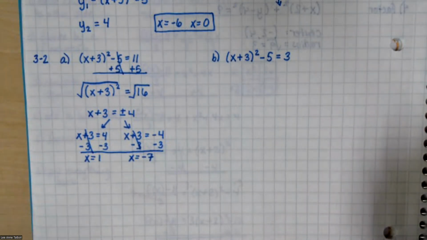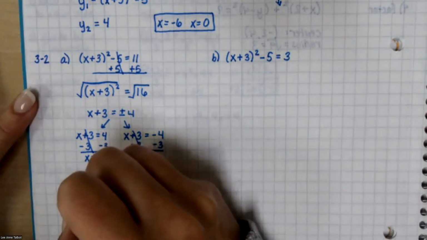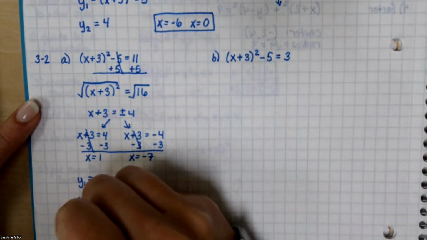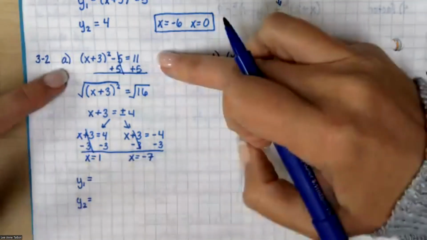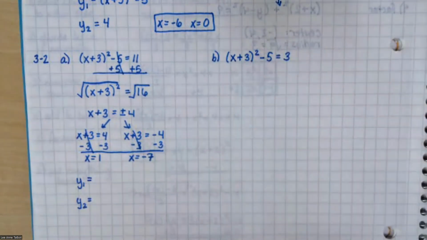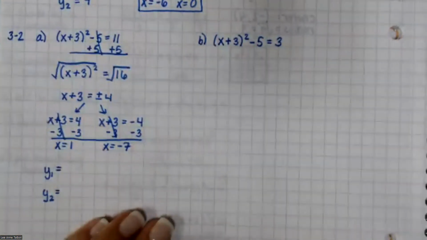Okay, now we're going to practice on the graphing calculator. So we're going to check our answers this way. This is called solving algebraically. Now we're going to solve by graphing, and we're going to use it only for good and not evil.